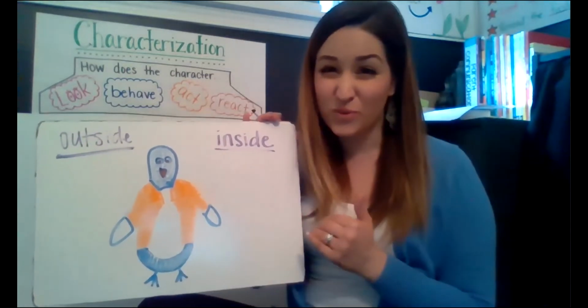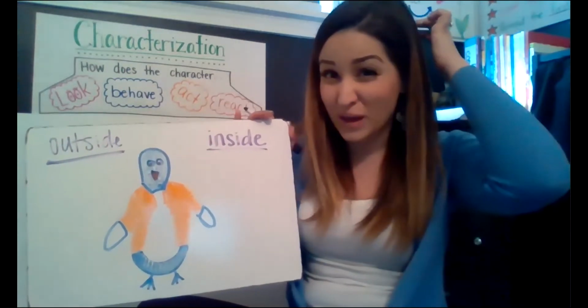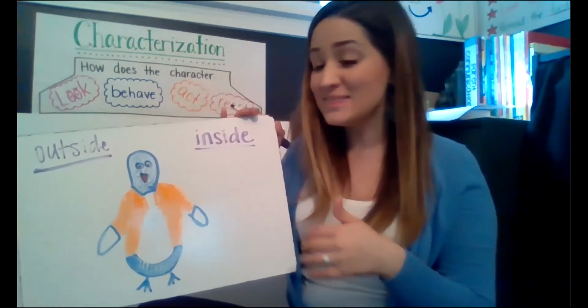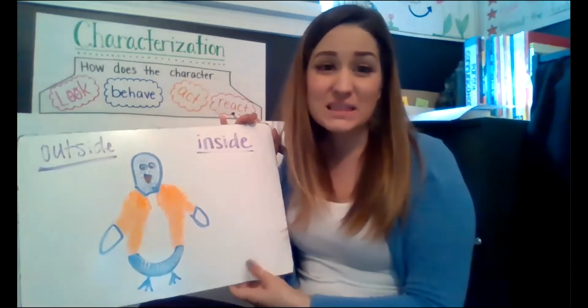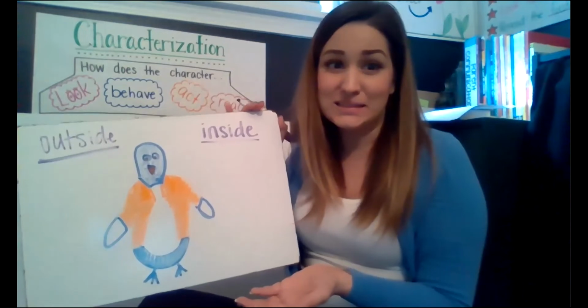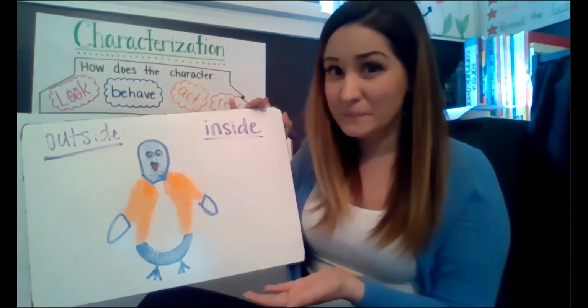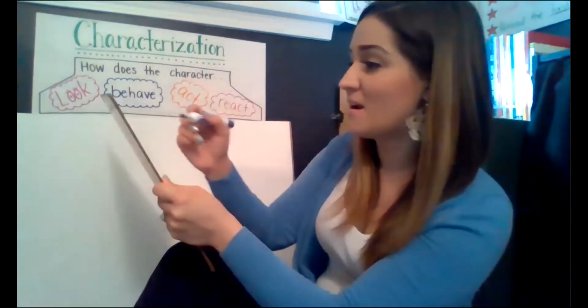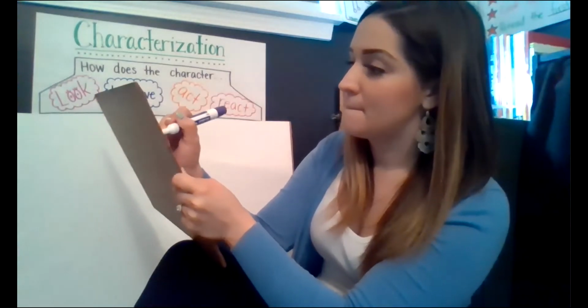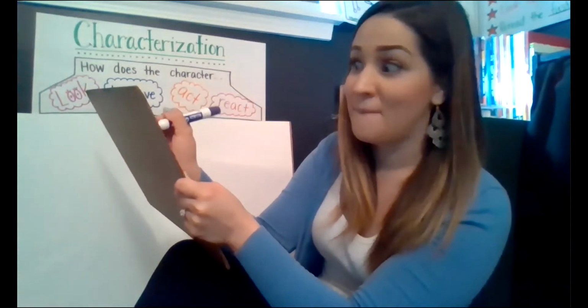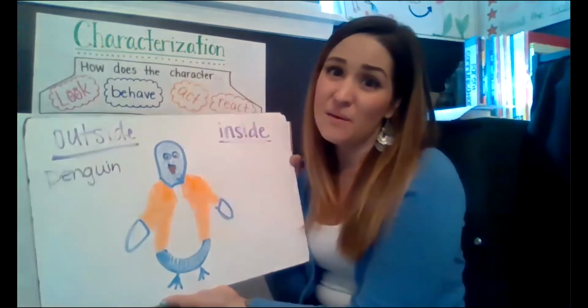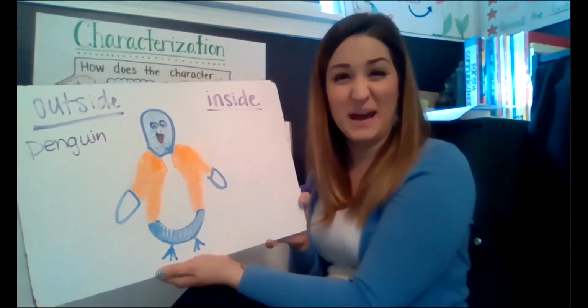So I'm only going to put a few ideas on here, and I'm going to have you think about those questions more to add more details. So on the outside, one of the things that I noticed about Tacky is that he's what kind of animal? Yeah, he's a penguin. So I'm going to write that on here. Penguin.